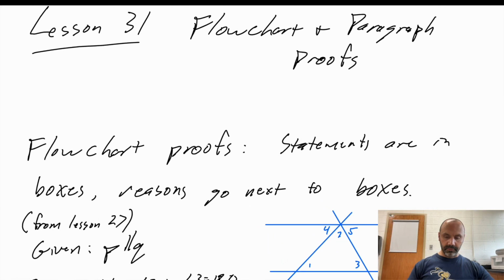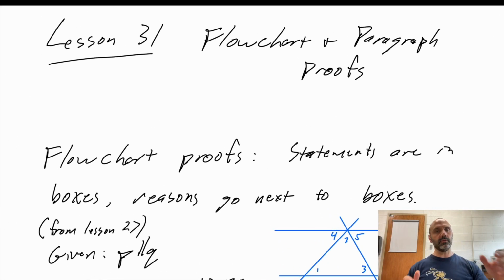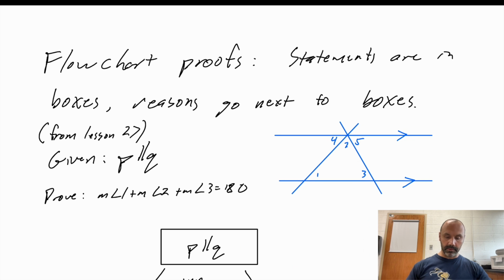Lesson 31, flowchart and paragraph proofs. So the way a flowchart proof works is it's pretty much the same as a two-column proof, except that the statements go in boxes, and then you put reasons kind of like below and next to the boxes. That's it, really. So here's a proof from lesson 27, if you want to go back and look at that.